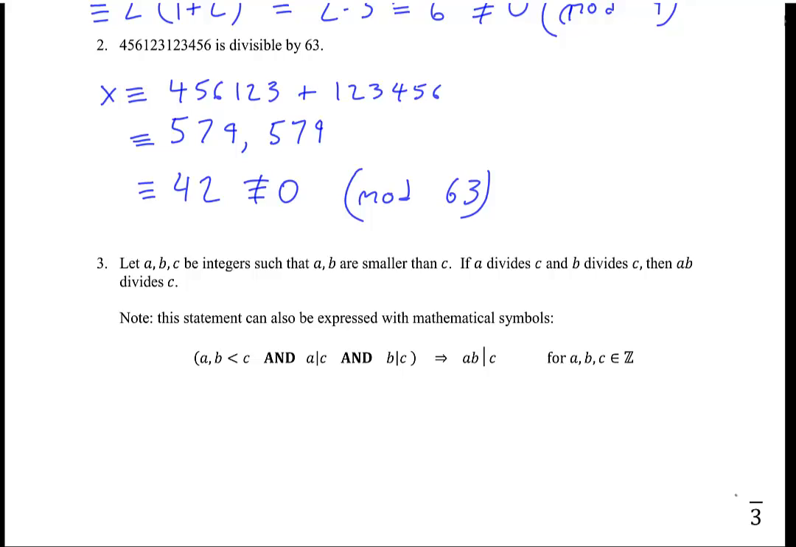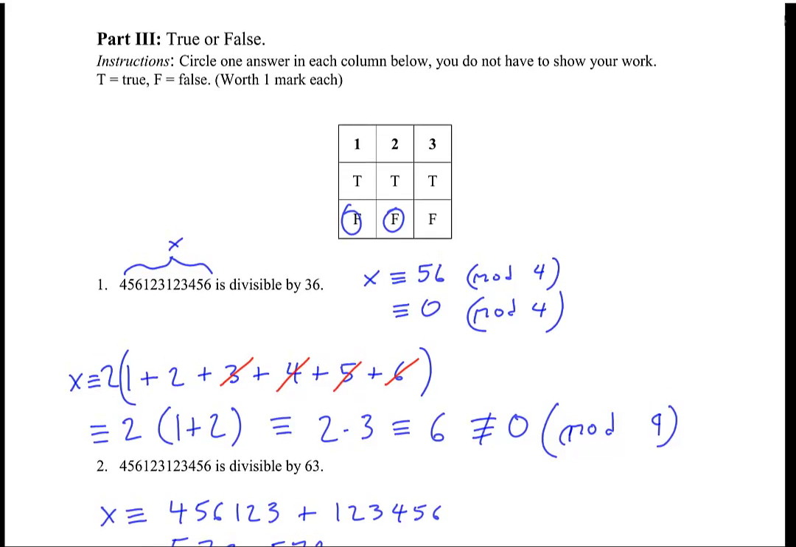So 4 is a factor of 8, and 4 is a factor of 8, but 4 times 4 is 16, which is not a factor of 8. So this one is also false. So it turns out that all three of these are false.